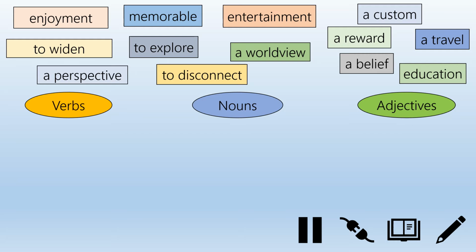Let's have a look at these words now. Enjoyment, memorable, entertainment, accustom, to widen, to explore, a worldview, a reward, a travel, a perspective, to disconnect, a belief, and education. Which of these words are verbs? Which of them are nouns? And which are adjectives? Pause this video lesson and help them go home. Do the task in your notebooks, please.